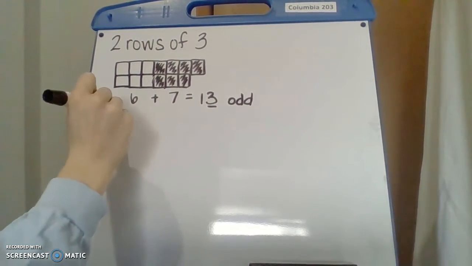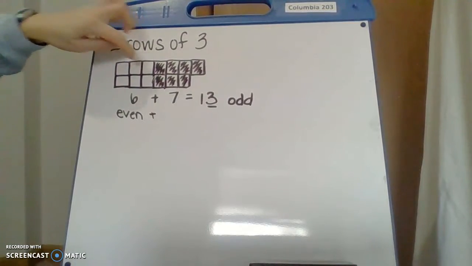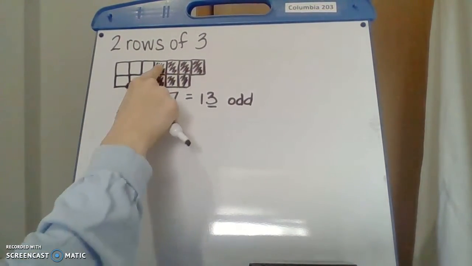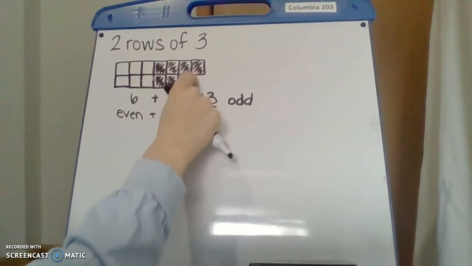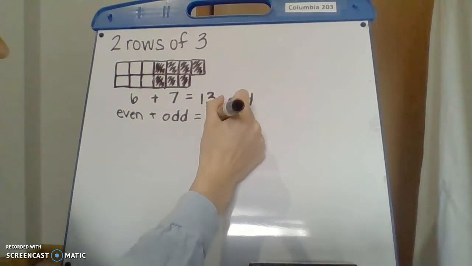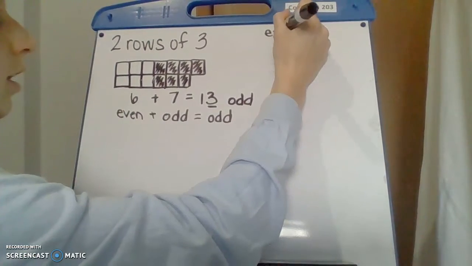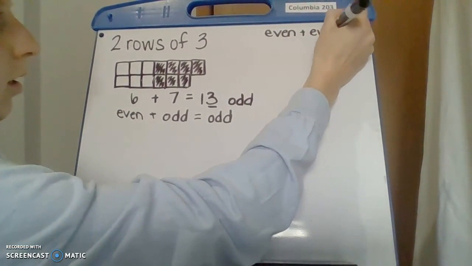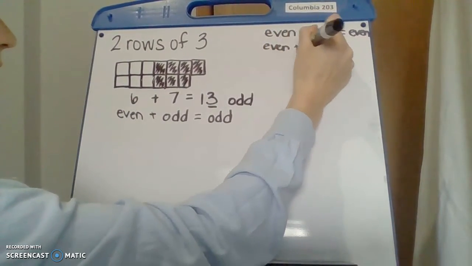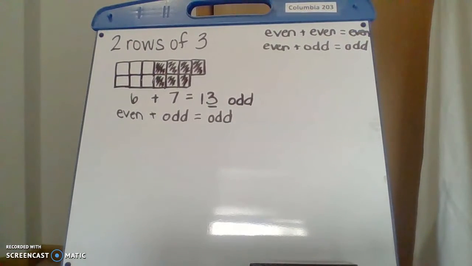So when we have an even number, we know 6 is even, plus, because look at, these all have pairs, we can split them into 2 groups, plus an odd number, right? This one's odd. It doesn't have an extra part here. So 7 is odd, is going to equal an odd number. So right now, we did an even plus an even, which equals even. And we just did an even plus an odd, which equals odd. Okay?